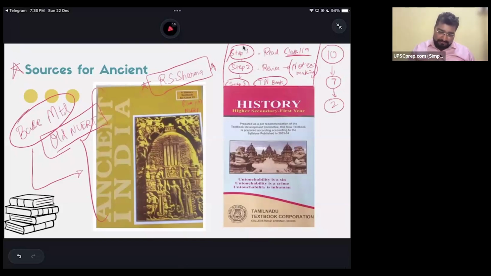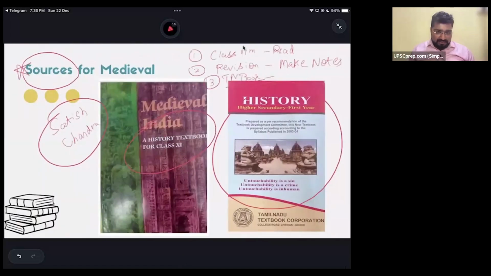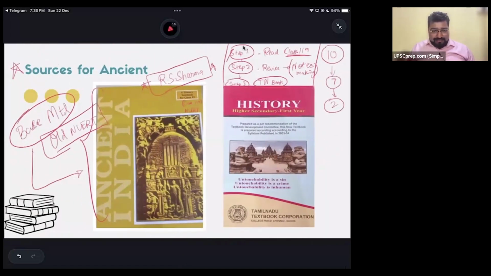Just do this much, that's fine. Similarly for the medieval. 20 plus 20 days, roughly 35 to 40 days are needed for this particular subject, which is gaining you 9 to 10 questions, or 18 to 20 marks in the prelims. So it is needed guys, okay? Do not ignore these sources, please.